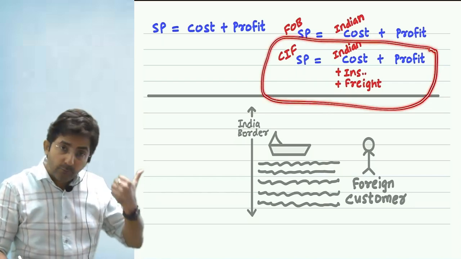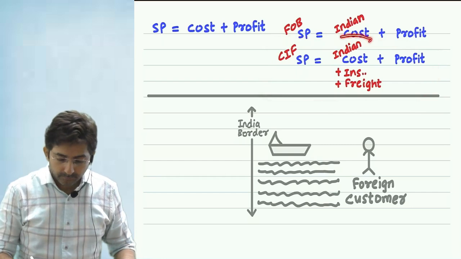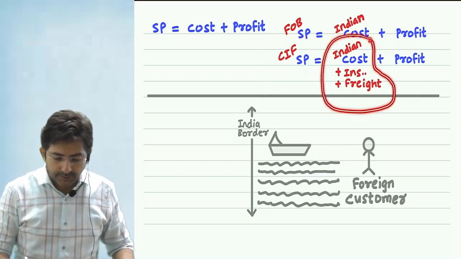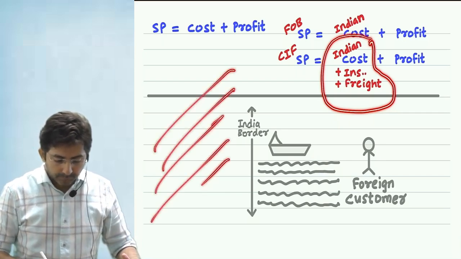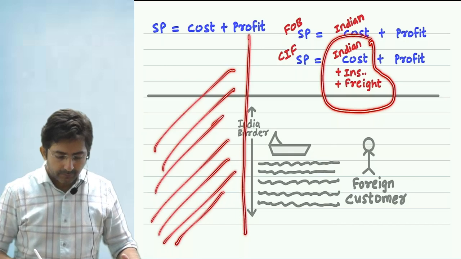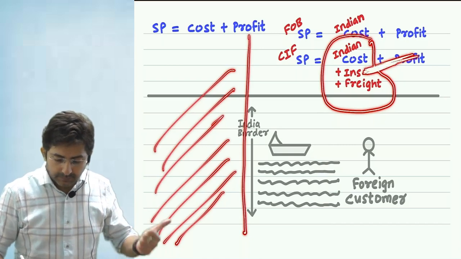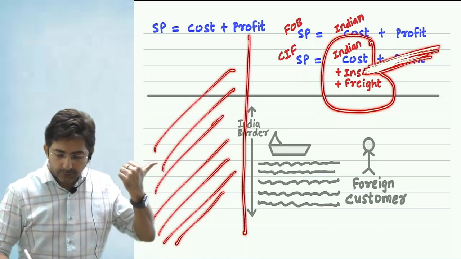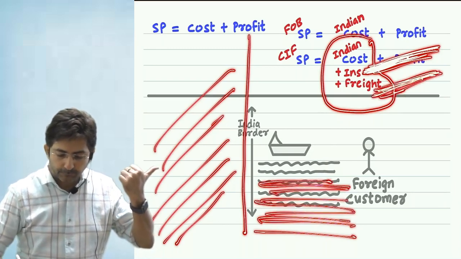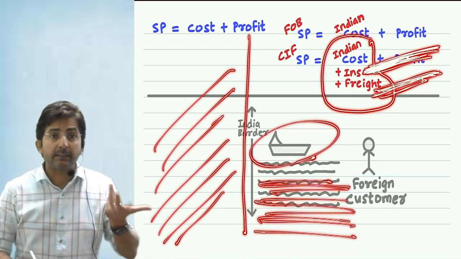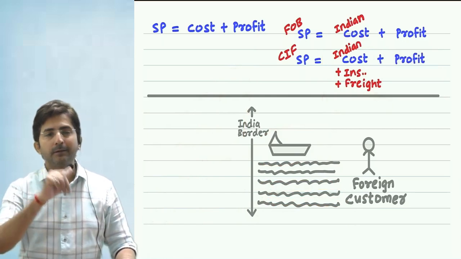See the formula. Now you will understand the formula. In CIF pricing, what will our costing be? Read what I have written. Indian cost means cost incurred within the boundaries of India. Did you see the boundary of India? And it will also include insurance. Tell me, which insurance am I highlighting right now? Insurance of the sea journey, marine insurance. And freight means, look at this, freight means the cost of the ship. Everything I am bearing. So my CIF sale price will usually be higher.